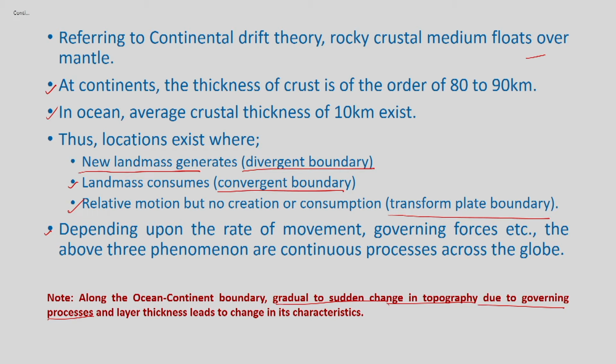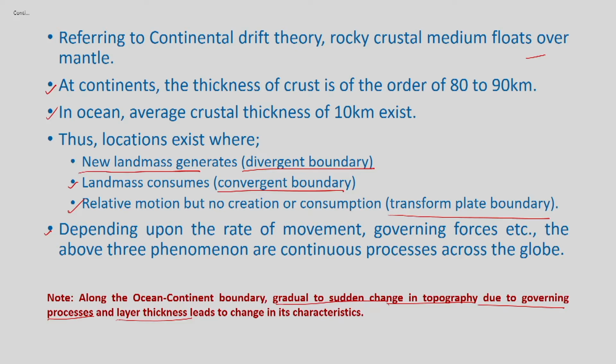So, it is generally governed by the processes happening at the plate boundaries and the layer thickness. As I mentioned here, sometimes the oceanic crust can be as thin as 10 kilometers, while continental crust can be as thick as 80 kilometers and more. As a result, there will be a gradual change in the medium characteristics of the continental plate and the oceanic plate also. So, this is also governing whether the topography will change suddenly or gradually.